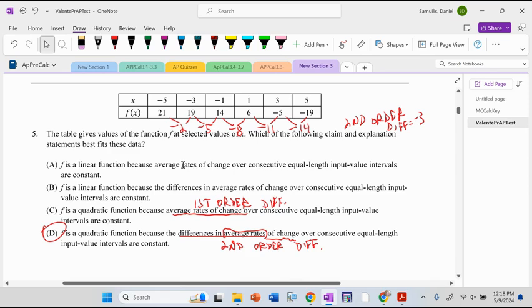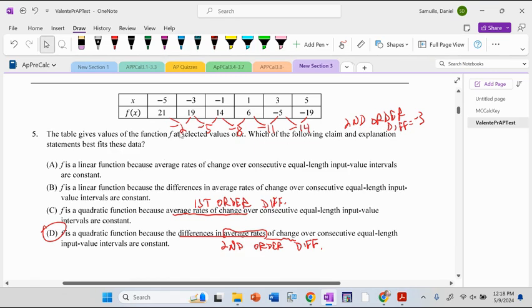Okay, this is first or second order differences. First order differences are not the same. If they were, that'd be linear, and that would be this one. F is a linear function because the average rates of change over consecutive equal length intervals are constant. They're not. So the second order differences are equal.